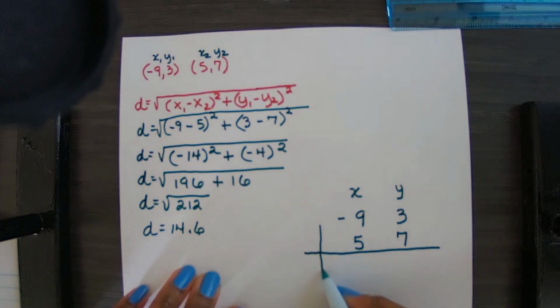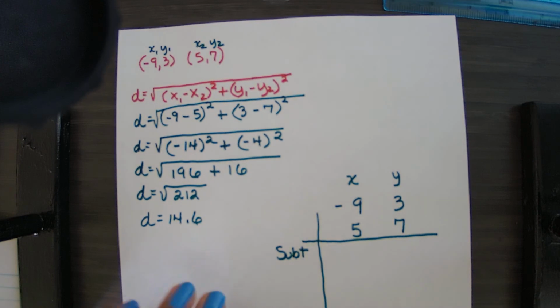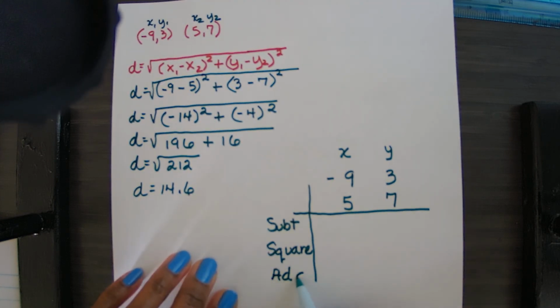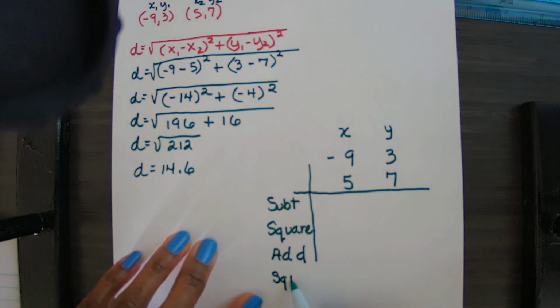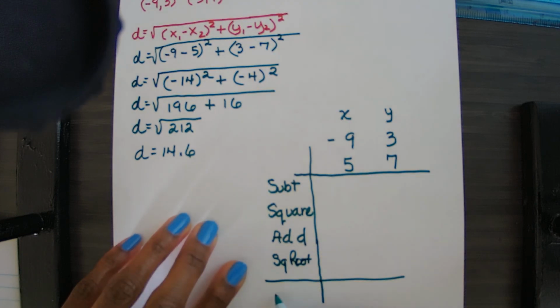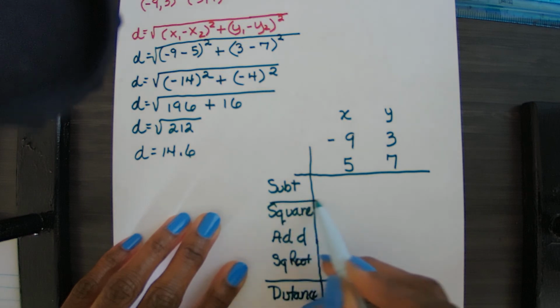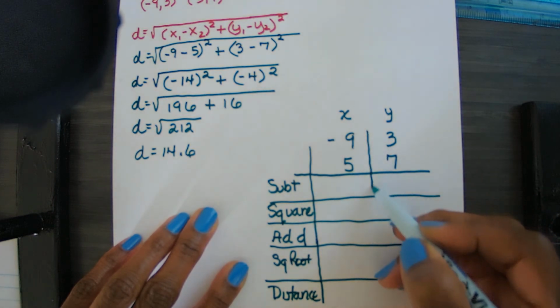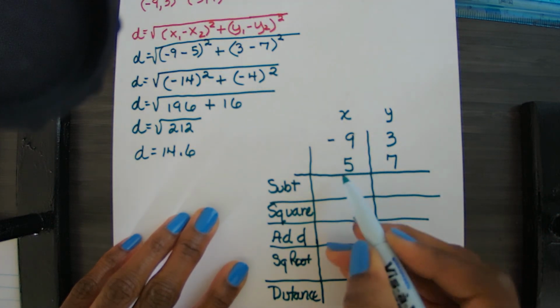First thing you want to do is subtract. Then you are going to square. Then you are going to add, and then you're going to take the square root. And that is going to give you your distance. Just another way of looking at it.